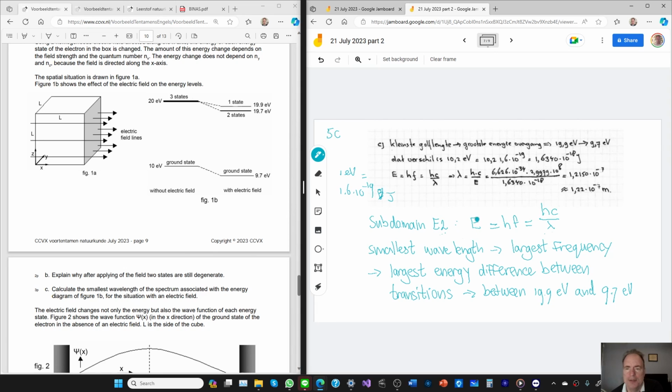But then we need to figure out the corresponding wavelength. We can just isolate lambda from here, so you get this equation: lambda is h times c divided by E. We substitute everything we know, and then you find the wavelength is 1.2 times 10 to the power minus 7 meters.